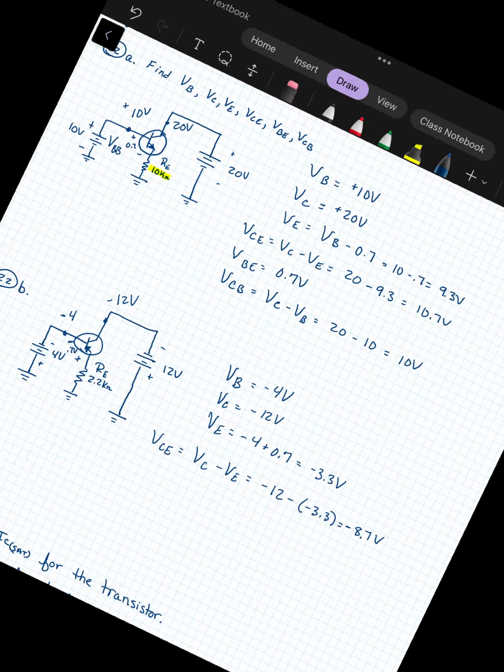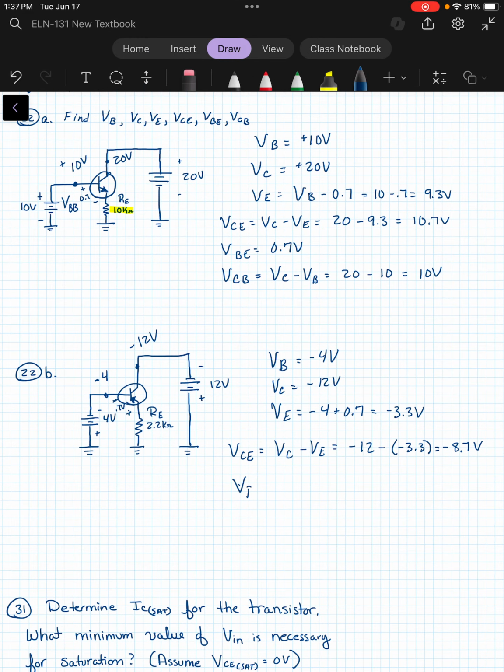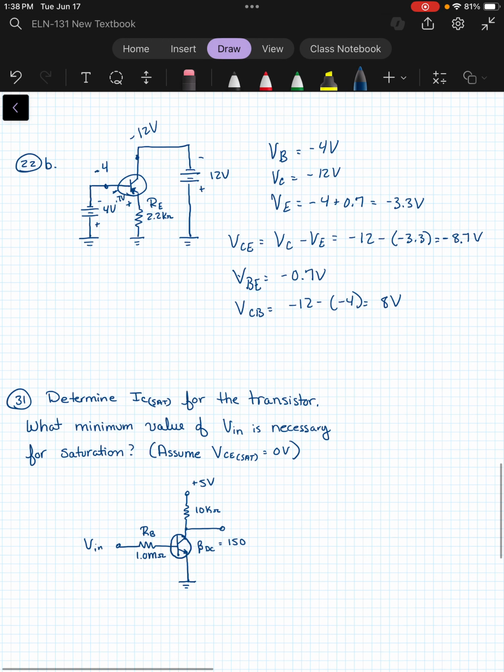And then VBE, of course, would be a negative 0.7, and VCB would be minus 12 minus the minus 4, or about 8 volts.